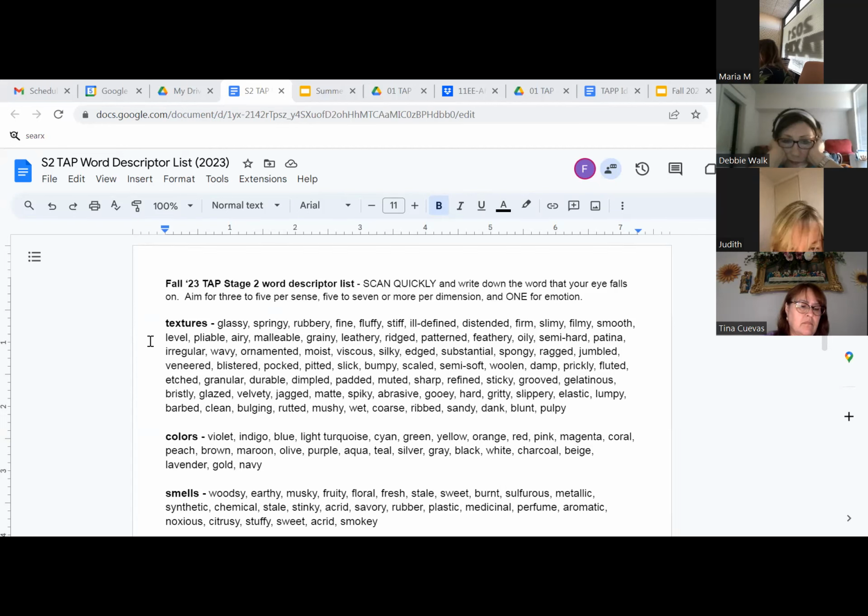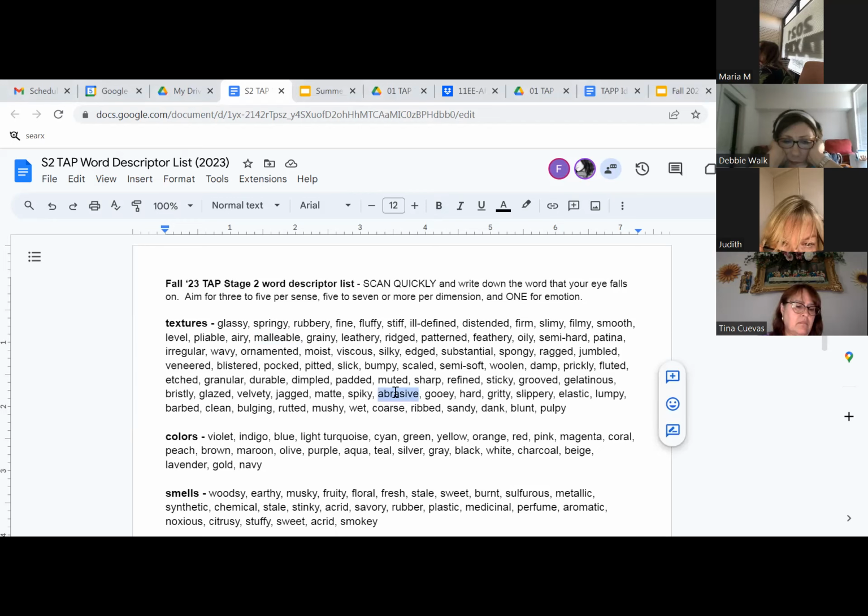You're just going to scan this as you get to textures and pick out the first 2 that come to mind, that catch your eye. Say, oh, I saw malleable caught my eye. So I'll write that down, but I'm not going to think about it. I'm just going to write malleable. And you might scan it again, and the first word that catches your eye is abrasive. So okay, I'm going to write down abrasive.